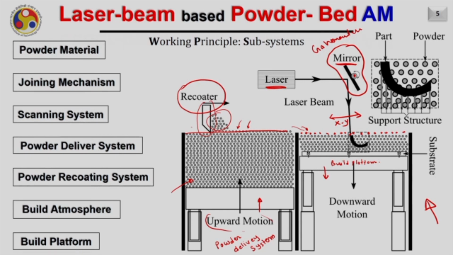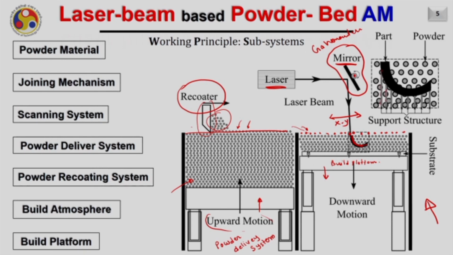Then when the laser beam strikes and interacts with the powder particles, different mechanisms occur in order to join the powder particles together. It could be sintering, it could be liquid phase sintering, or it could be the melting of the powder itself on the bed. Based on the appropriate joining mechanism, the part is created. It may happen that support may be required.